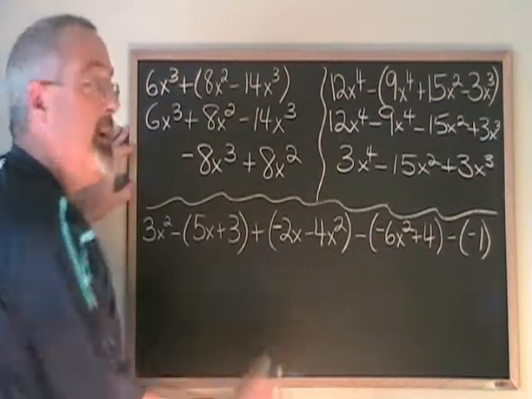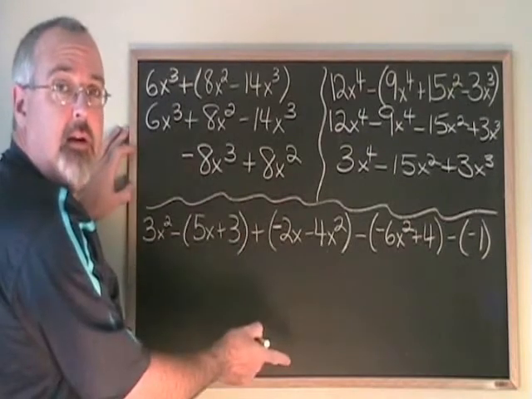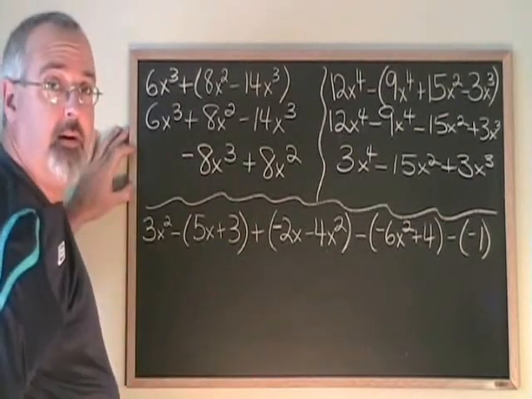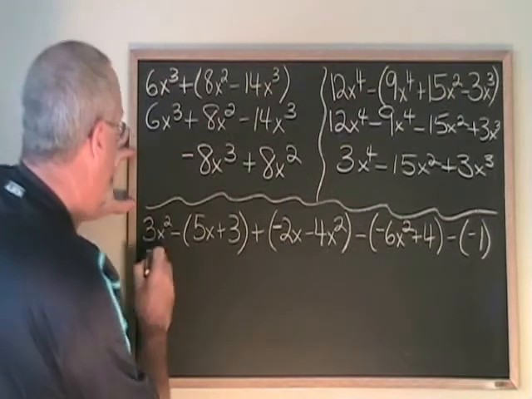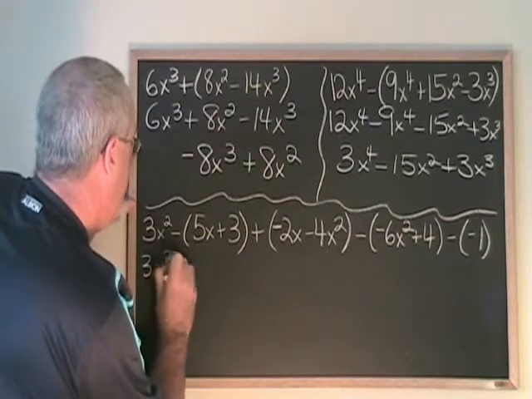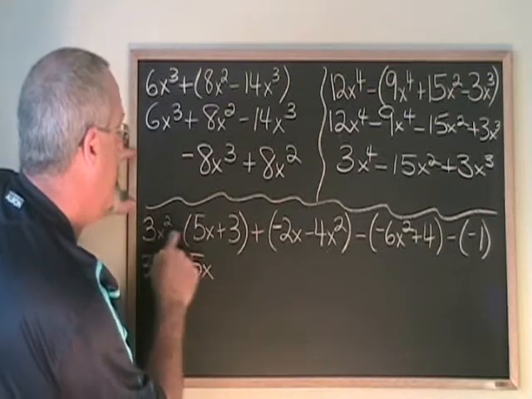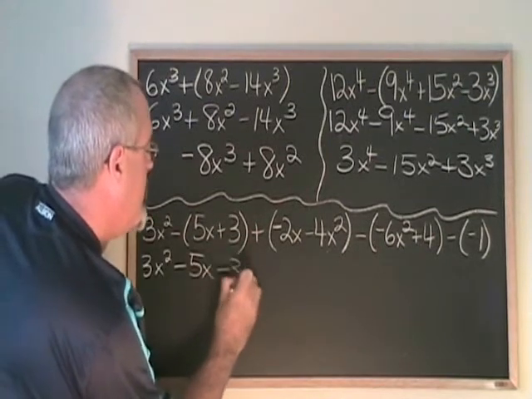Here's a long one. But it doesn't really make it any harder because we do the same technique and we just work with the brackets one at a time. Removing the first bracket, which has a minus sign before it, we get 3x squared minus 5x. Minus plus means minus 3.